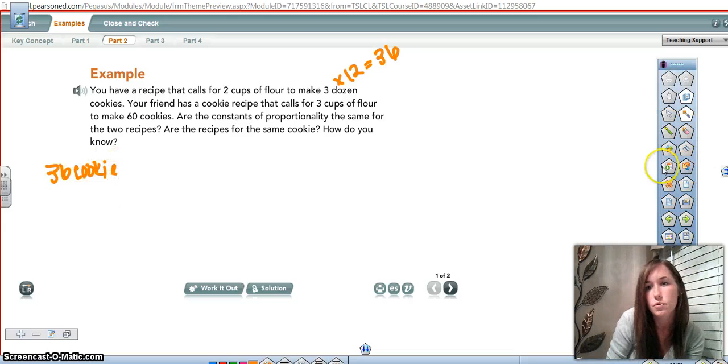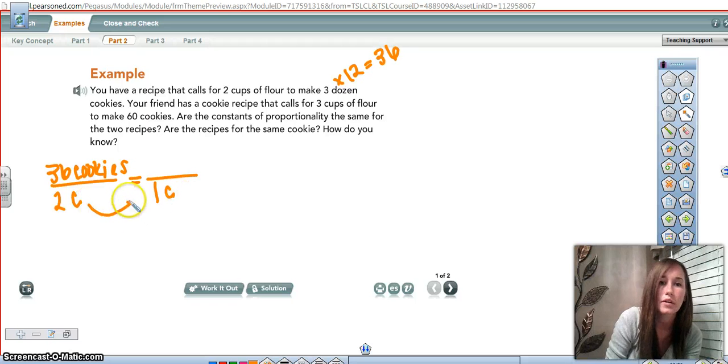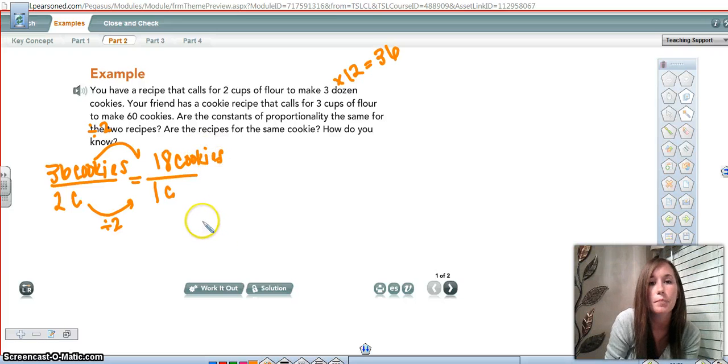For 2 cups of flour. So to find the unit rate or constant of proportionality, we should divide by 2. That would give us 18 cookies for 1 cup of flour.